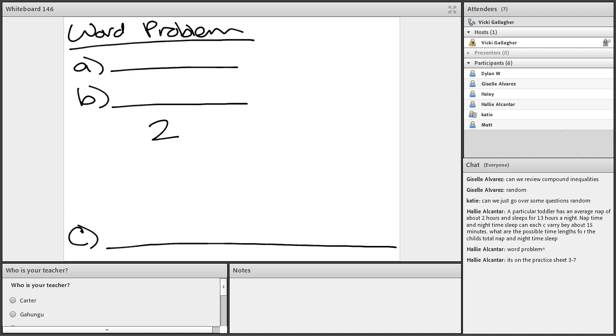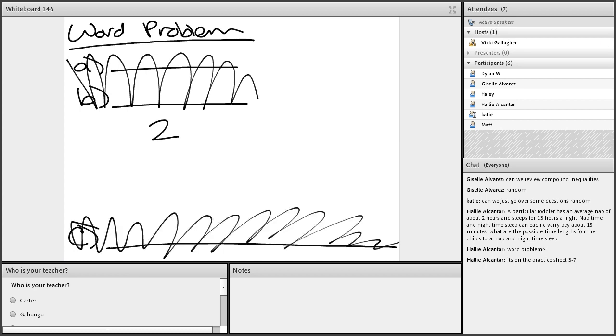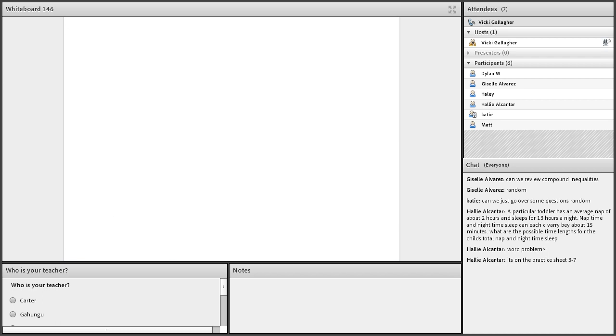That means that average nap of 2 hours. You know what? It wants you to write an absolute value. This is a different word problem than what I was thinking of. Okay, it wants you to write an absolute value. I got it. Thank you for telling me which worksheet it was on. Okay, actually, let's go over here.